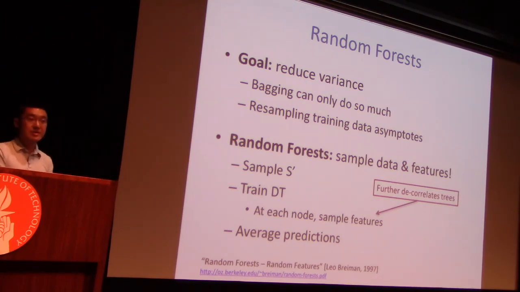And the intuition is that this will further decorrelate each individual decision tree in the ensemble of decision trees, which means that when you average them, you're getting more information. And this is the only difference. Otherwise, it's the exact same process as bagging.